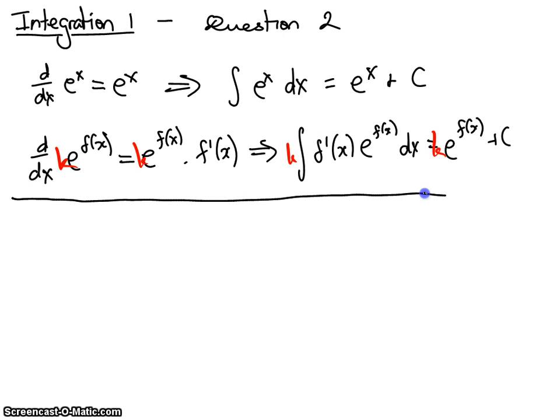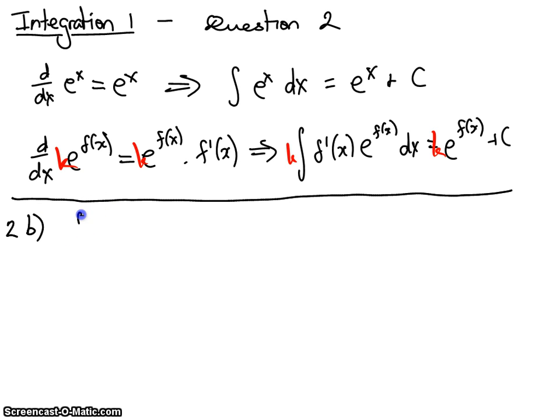So let's try an example. 2a is actually slightly different from this, but to solve 2a, all you need to do is expand out the brackets and then integrate as you normally would. 2b is perhaps more of this form. So let's take a look at 2b.